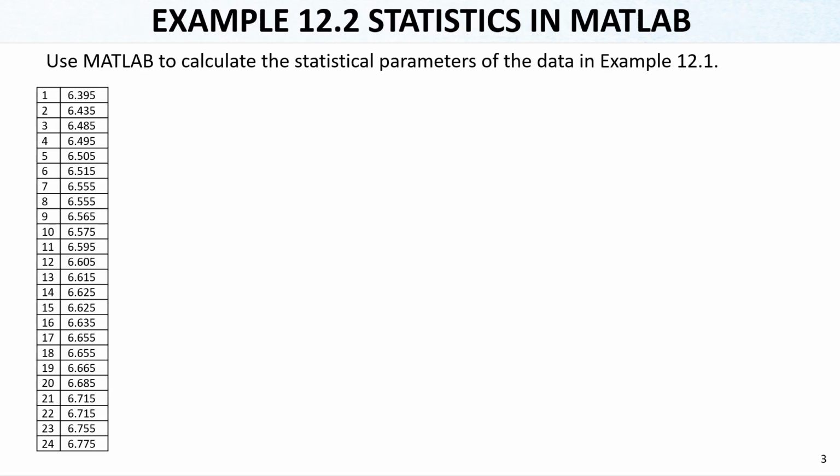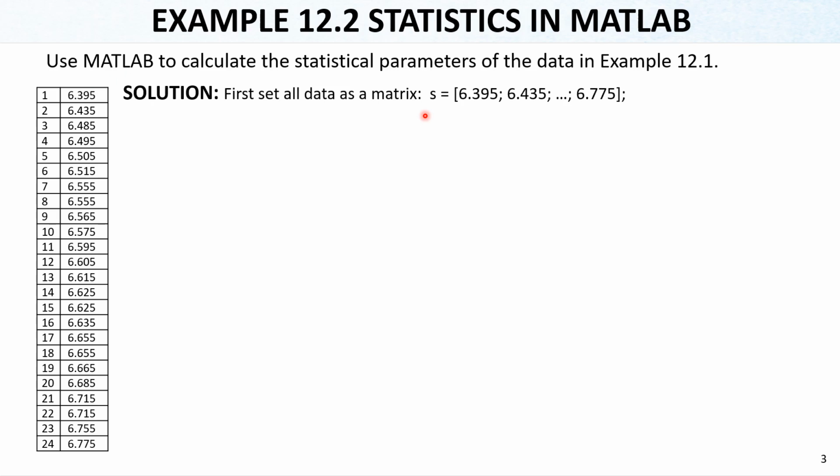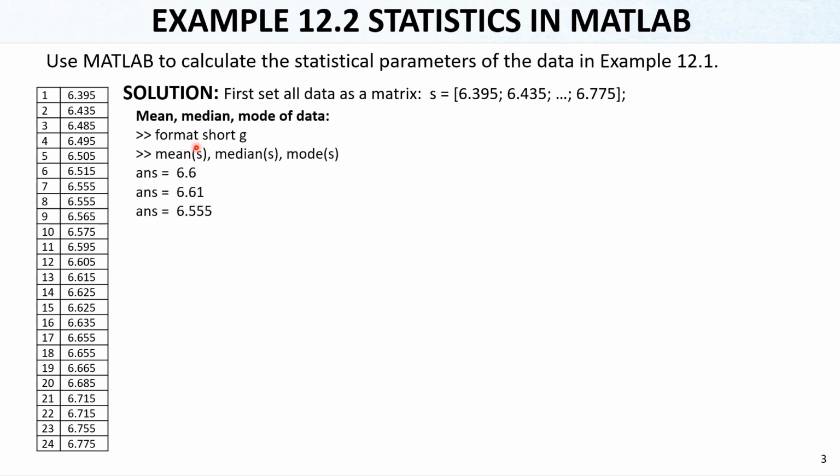In this slide, we have the same example as the previous examples. You can see the same data here, and we want to calculate the statistical parameters using MATLAB functions. In the previous example, we used only hand calculations. Now we want to use MATLAB. First in MATLAB, we need to set the data as a matrix, as you can see here, column-wise with semicolons. S is the data. Now we can use short format to see the significant figures in a short way.